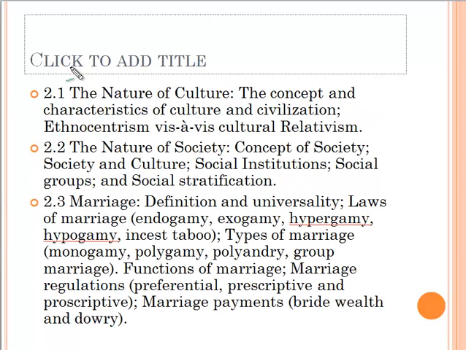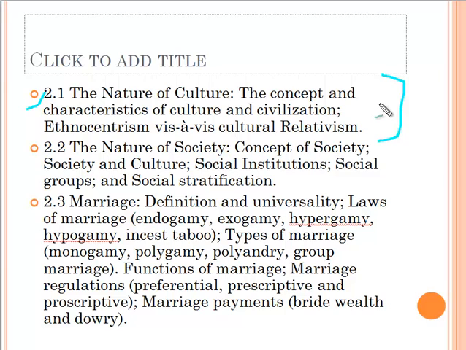Coming to the second chapter, this is chapter 2.1. From here your socio-cultural part of anthropology starts. The first, 2.1, is the nature of culture, the concept and characteristics of culture and civilization, ethnocentrism with respect to cultural relativism. Now in this chapter, I think in previous years 10 questions have been asked, and if you start reading from notes like Braintree and others, they have given so much wide information that is just not absolutely required.